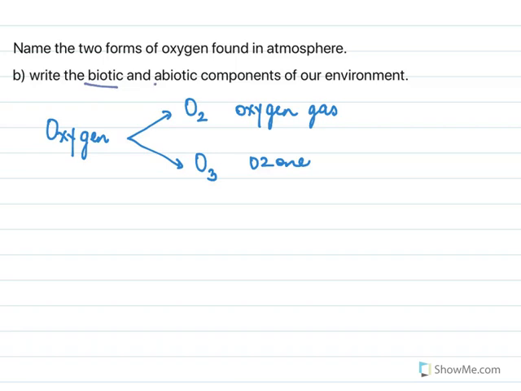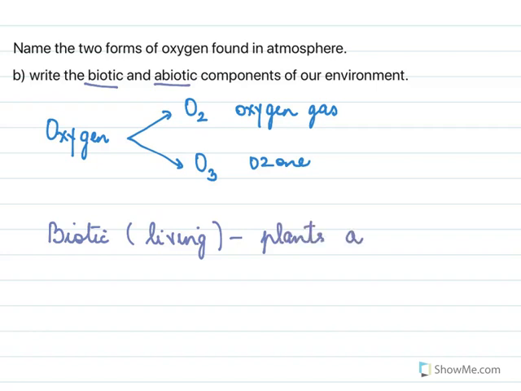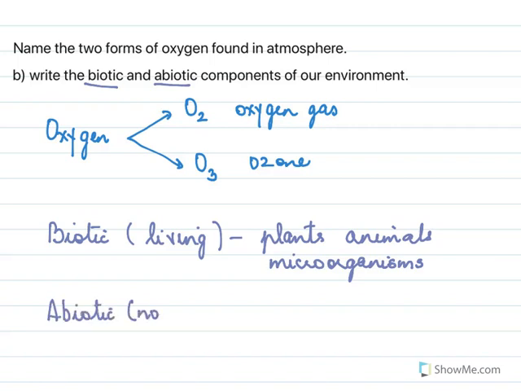The next, write biotic and abiotic components of the environment. Now, biotic are the living components. Example, plants and animals, other microorganisms. And then we have the abiotic. Abiotic are the non-living. Example, soil, water, air.